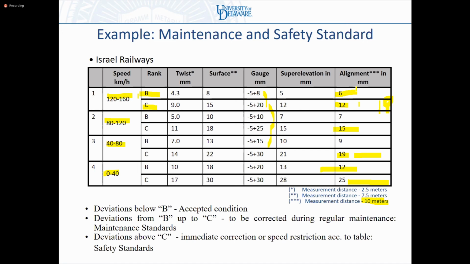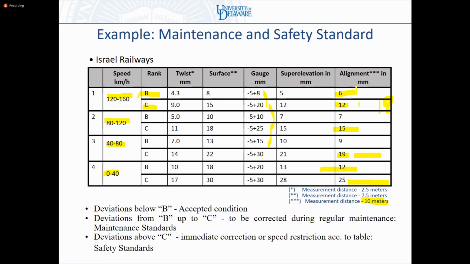But right now, the way most regulations are written, no. The way most regulations are written is you wait until you have a track recording car go there. And if the track recording car measures 13, then you have to take action. Now, most of the standards also tell you how often you have to run your track recording car.